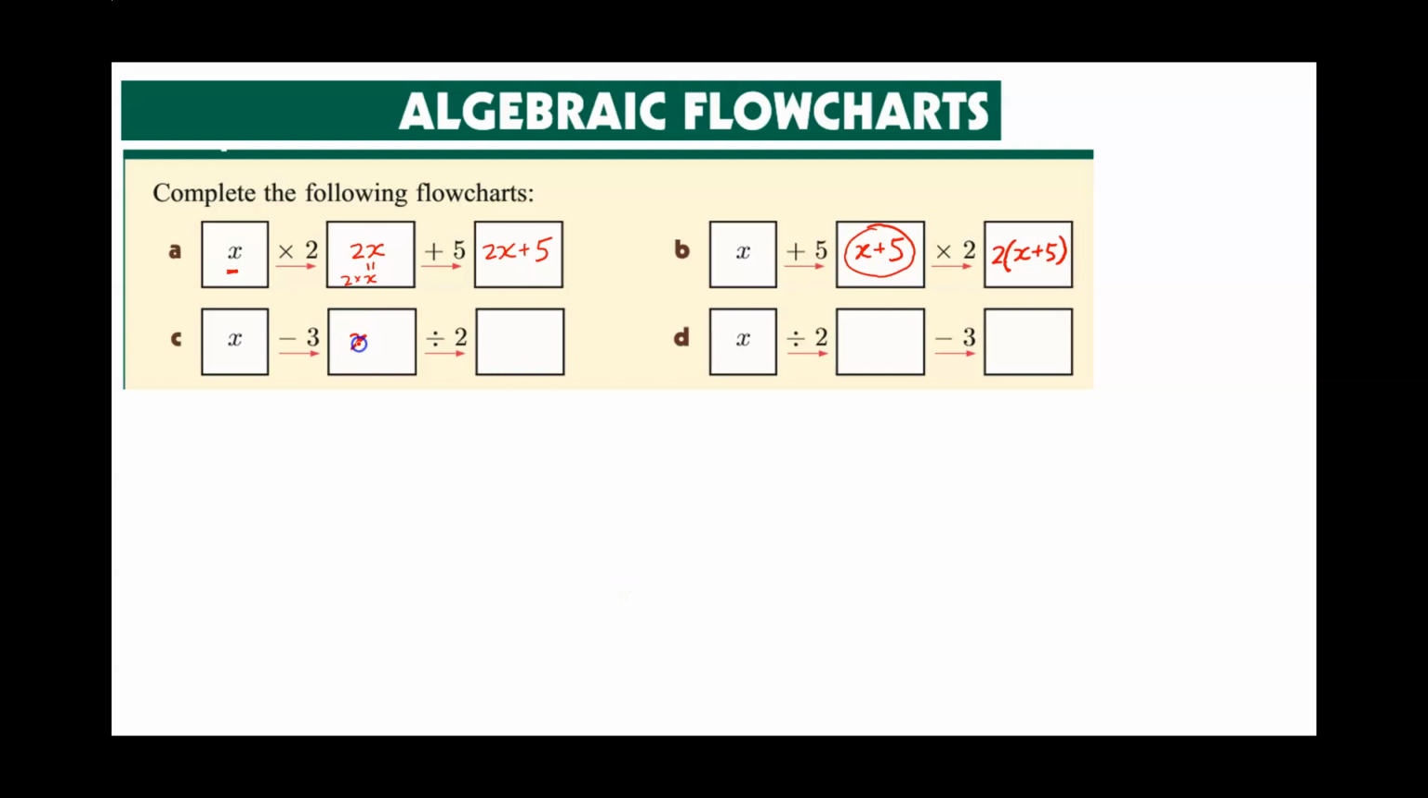x take 3, and then the whole thing will be divided by 2. So that's (x take 3) over 2. If you write it in fractional form, you do not really need a bracket on top, because x take 3 as a whole is on top.